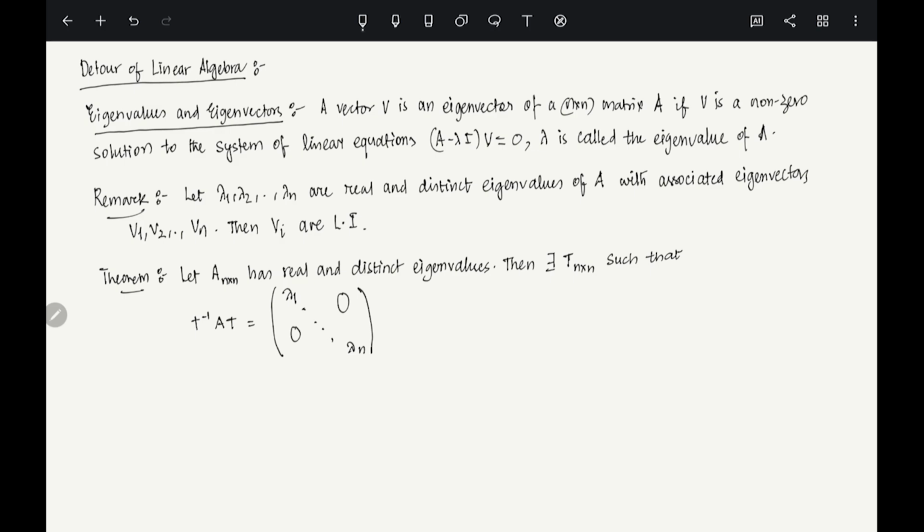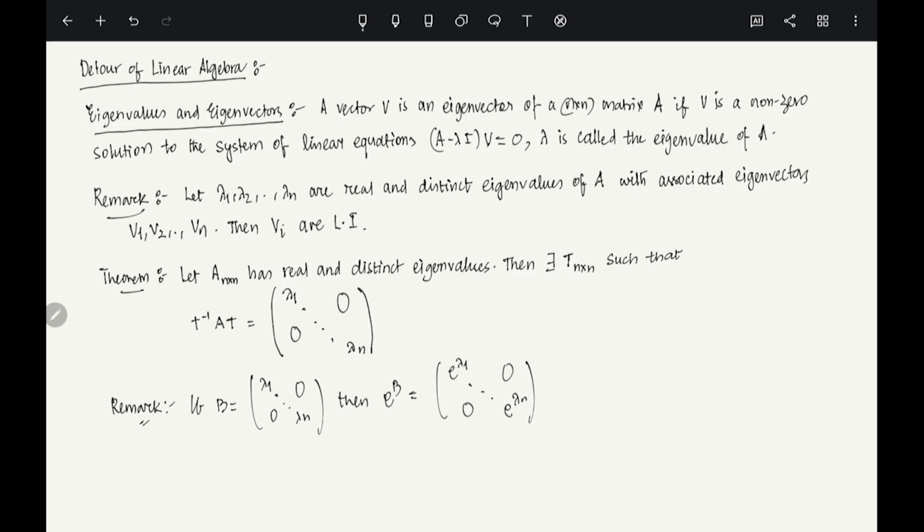Now why is this important? Because if we want to calculate the exponential of T inverse A T, it will be nothing but T inverse times exponential of A times T. As a remark, if a matrix B is diagonal with entries lambda 1 up to lambda n and zeros elsewhere, it is easy to check that exponential of B is diagonal with entries e to the power lambda 1 up to e to the power lambda n.